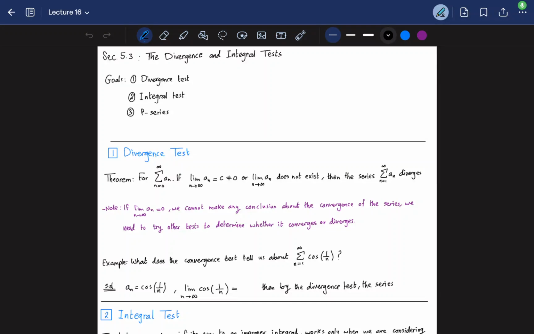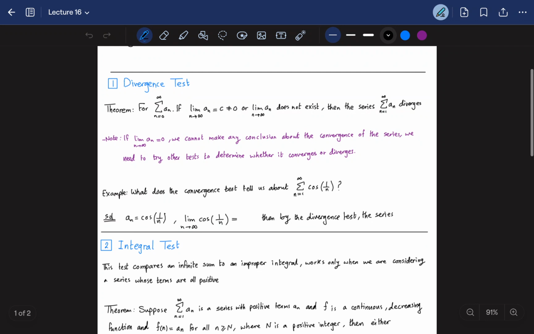So in this video, we're going to start talking about techniques and tests that are going to help us identify whether a certain series converges or diverges, other than doing the partial sums, calculating them, finding a general formula, then taking the limit. So that's a lot of steps. There are some tests that we're going to learn that are going to make things a lot easier. The tests that we're going to learn in this section are the divergence test, the integral test, and the p-series test.